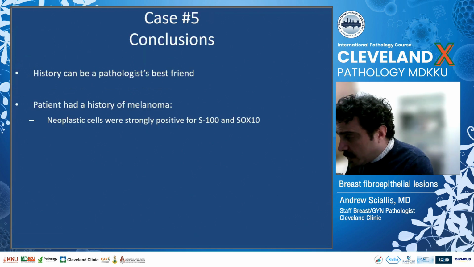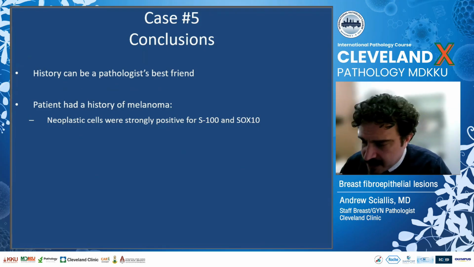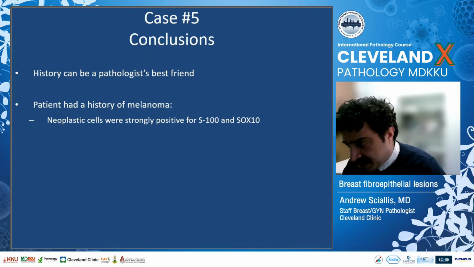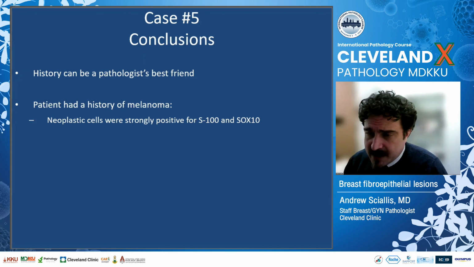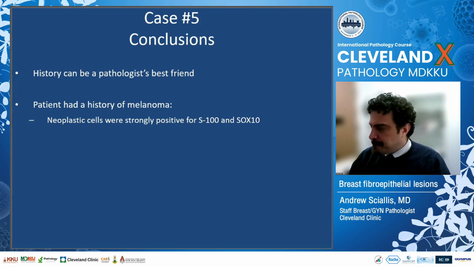So I didn't know what this is. And I think the pitfall for something like this, particularly for an individual like me that wants to classify everything, is just saying it has to be either a metaplastic carcinoma or a malignant phyllodes tumor. But there are other things that are malignant in spindle cell. And in this patient's case, there was a history of melanoma, which was able to lead to the diagnosis.